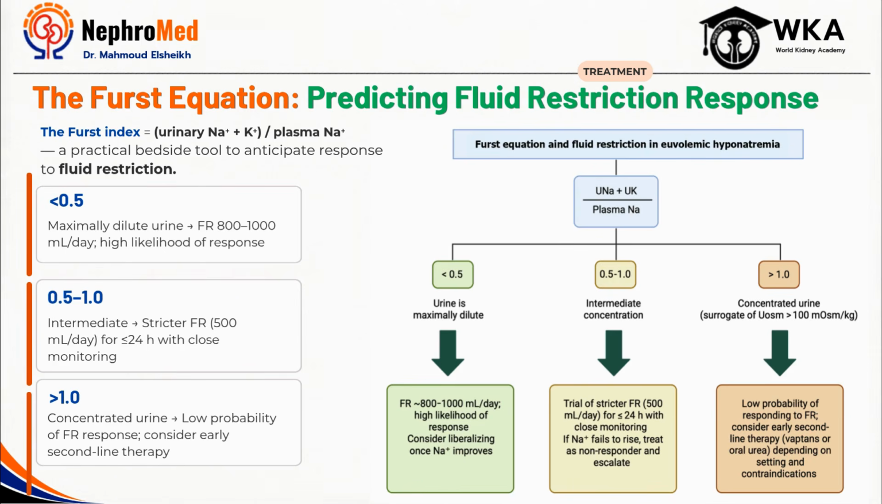And this is a very important clinical point because many patients are kept on prolonged, ineffective fluid restriction despite physiological evidence that it is unlikely to work. So a high Furst index should prompt early consideration of a second-line therapy such as urea or a vasopressin receptor antagonist, depending on the clinical setting and contraindications. This equation essentially transforms fluid restriction from an empirical strategy into a more physiologically guided approach.